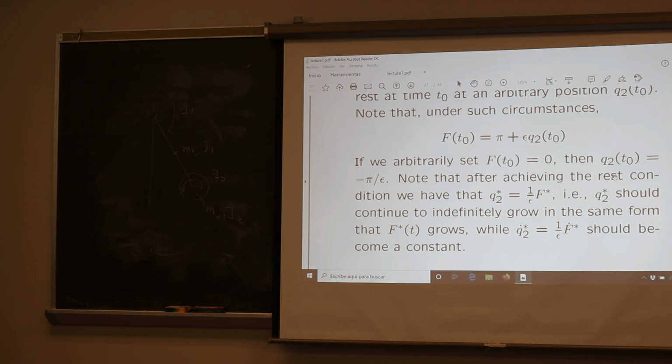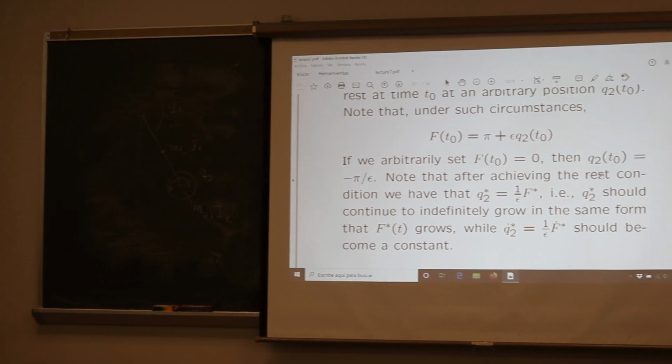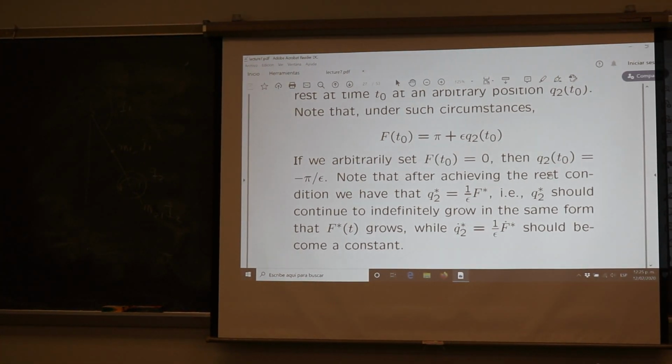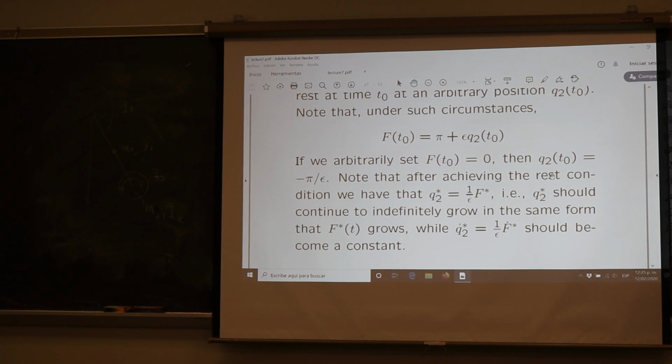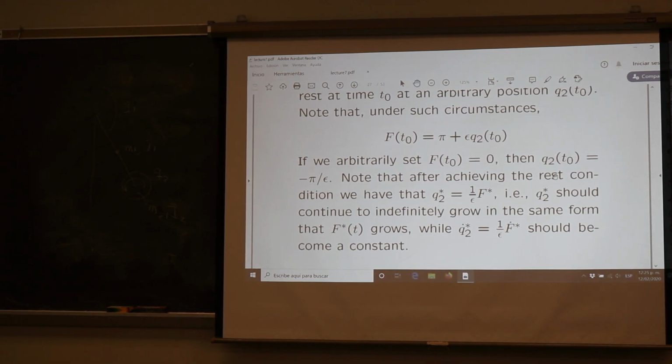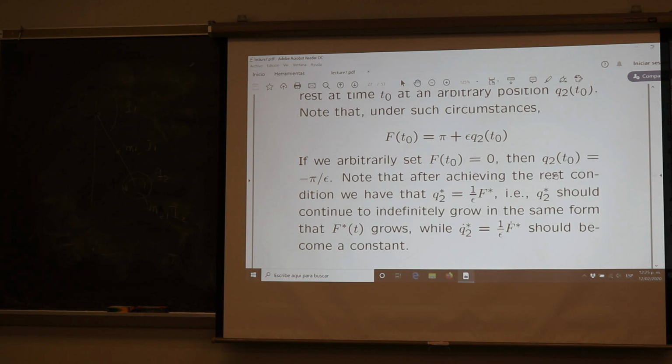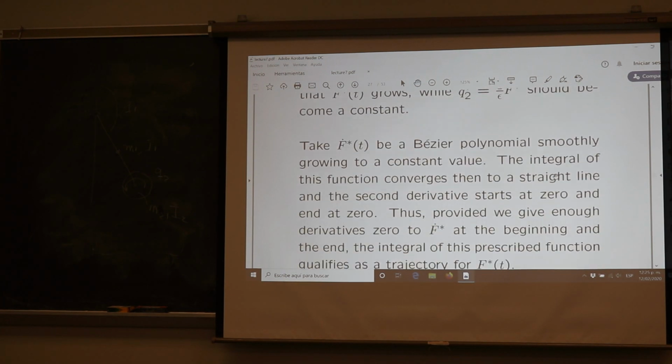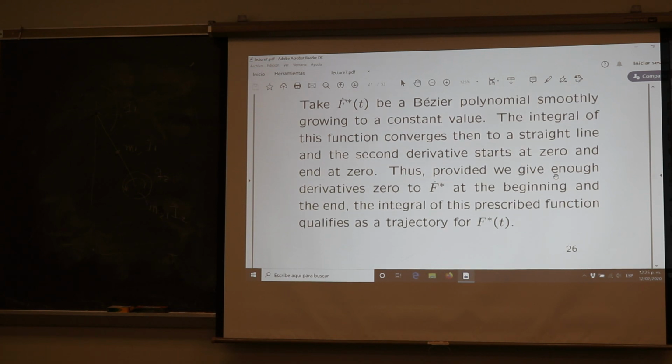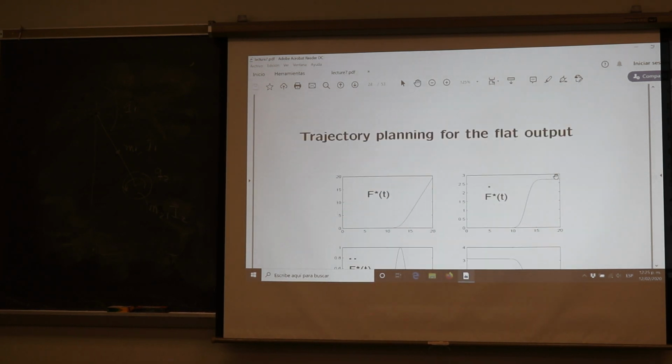So you start analyzing the flat output and its time derivatives in order to find the initial and final conditions, so that you can smoothly interpolate between them. And it turns out here that the flat output has to satisfy a straight line equation so that the second derivative will start at 0, it will end up at 0, and the first time derivative will also have the same property of starting at 0. So you put a Bézier polynomial, and this is what you do.